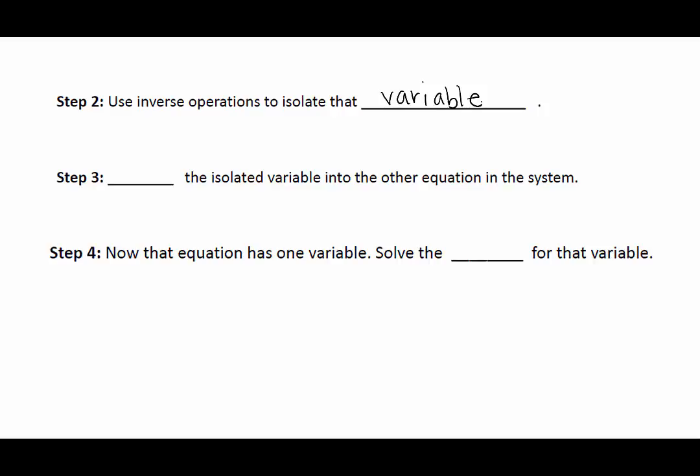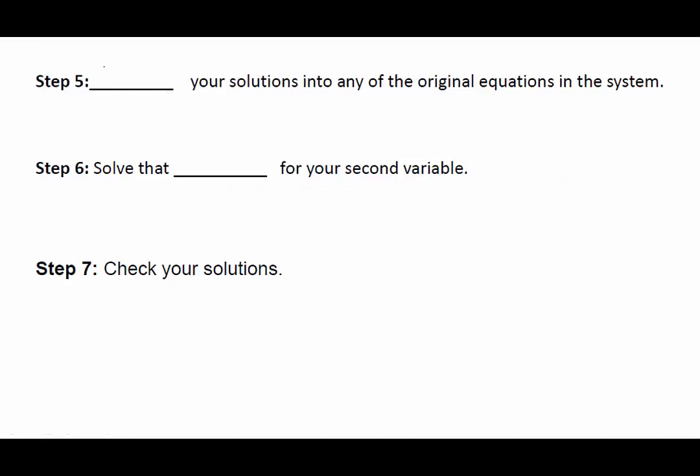Use inverse operations to isolate that variable. Step number 3, substitute the isolated variable into the other equation in the system. Now that the equation has one variable, we can solve the equations for that variable. Next step, substitute your solutions into any of the original equations in the system. Step 6, solve that equation for your second variable. And then step 7, plug them in and check your solutions.